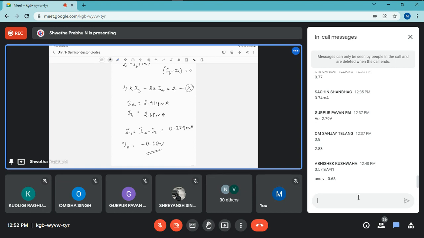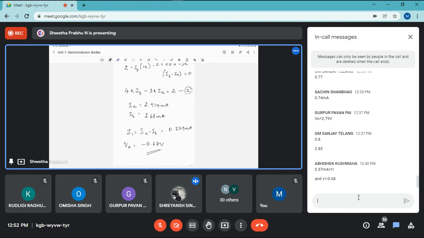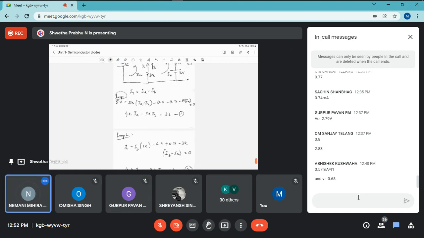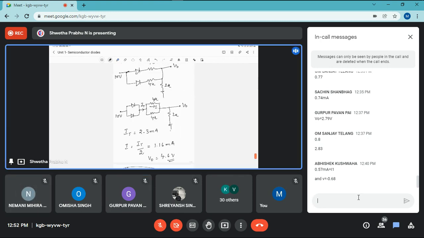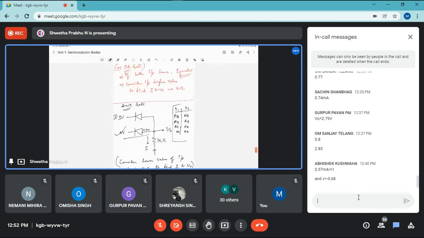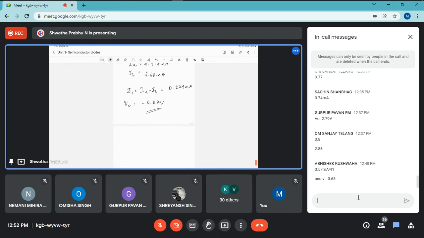Ma'am, yesterday you gave one problem as homework. Come again, Pawan, what did you say? From yesterday's homework. Oh, I think I only gave you the questions. I don't have any answers with me. You solve among yourselves and discuss among yourselves. I'll solve and get back to you. I gave you only the questions.